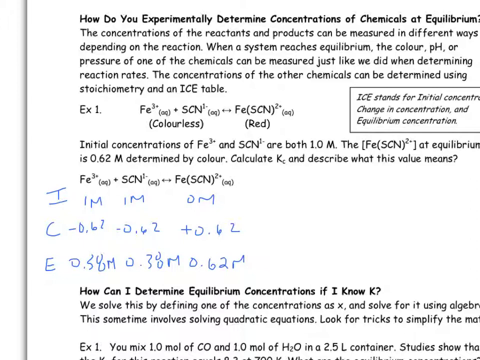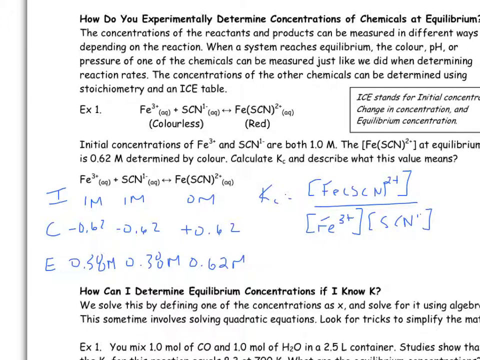Now that I have my 3 concentrations, I'll write my equilibrium expression. It is the concentration of the products raised to their coefficients divided by the concentration of the reactants raised to their coefficients. If I sub in, my Kc equals 4.3.